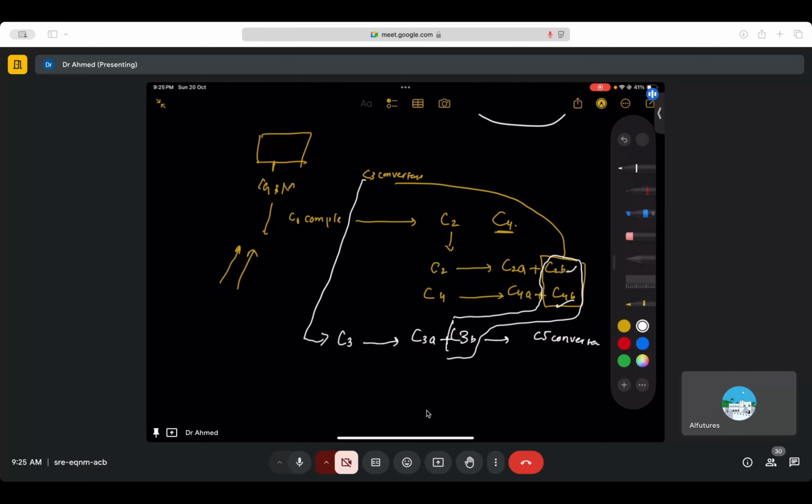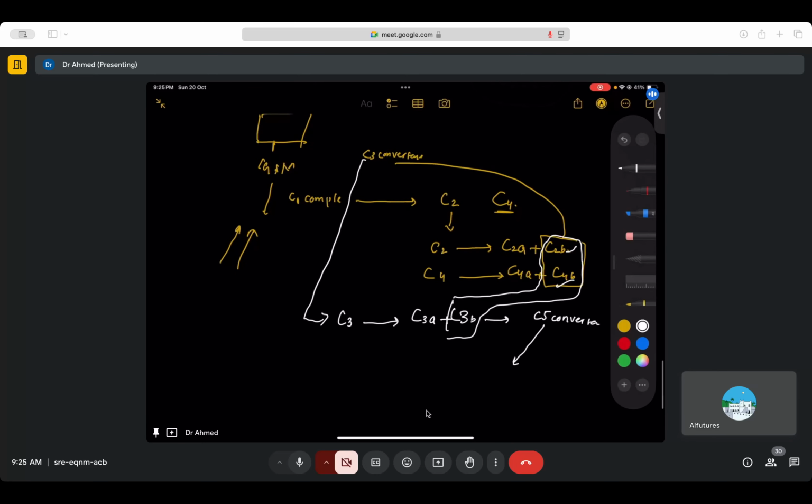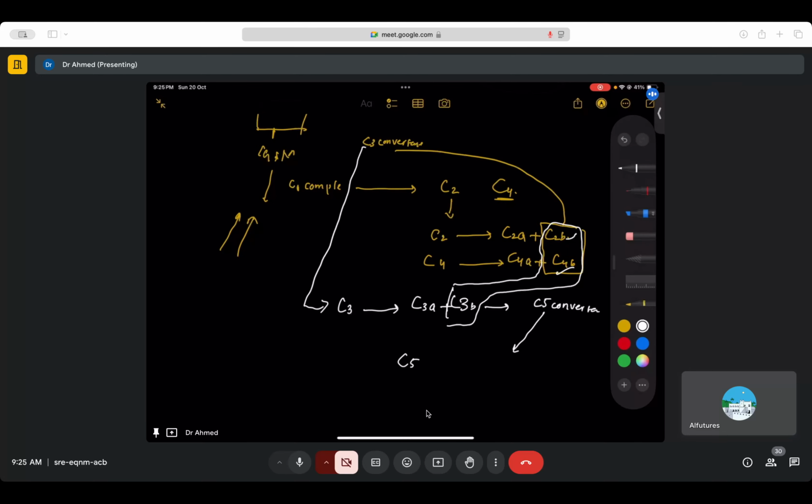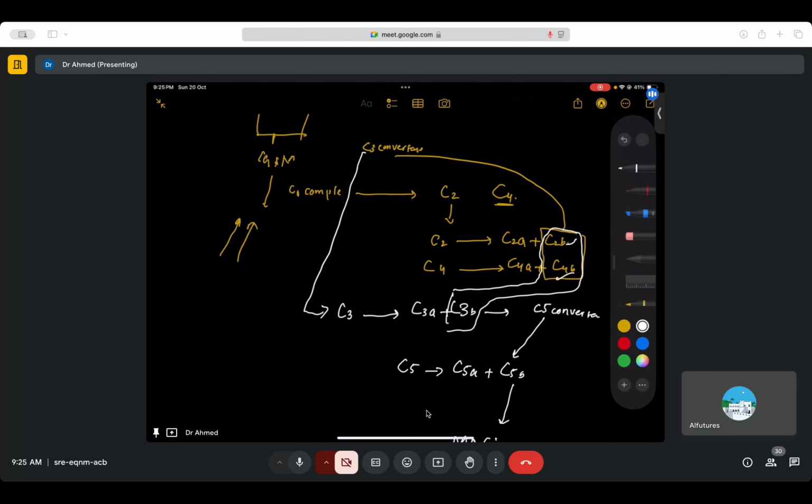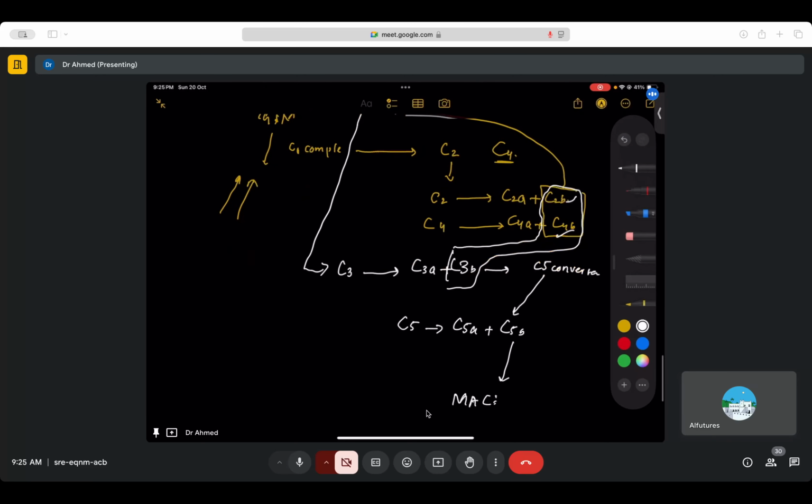You can just draw this picture if it's difficult for you to remember. C5 convertase is simply going to activate your C5 into C5A and C5B. C5B is going to give you the membrane attack complex. So, doctors, can you give us an overview of how the different components of your complement system are activated?